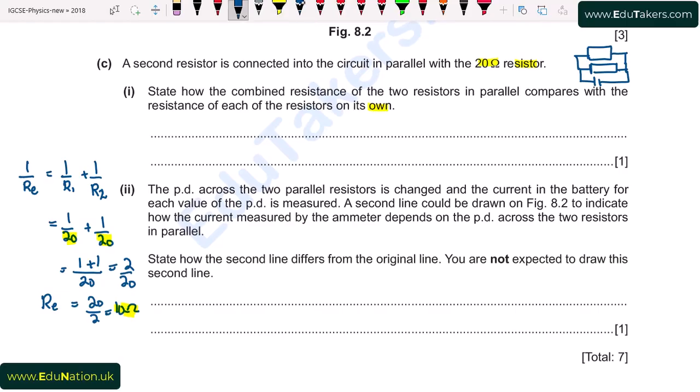So I write here: combined resistance will be smaller than the smallest resistor.